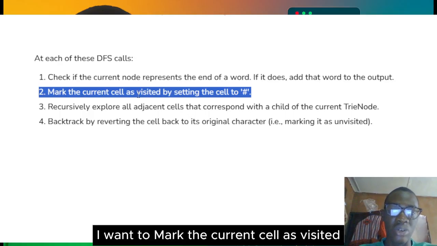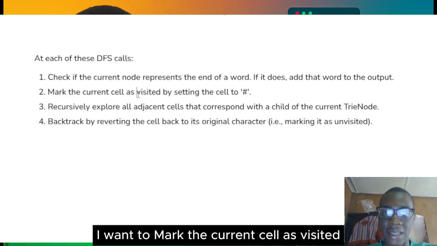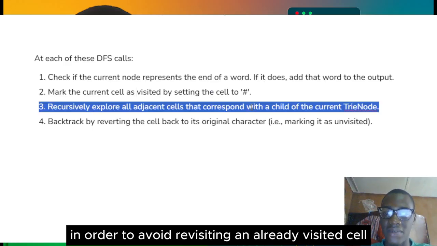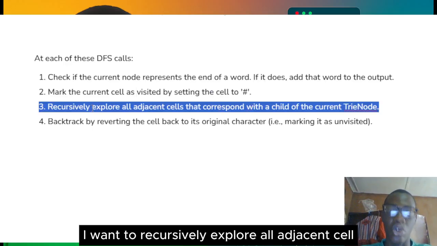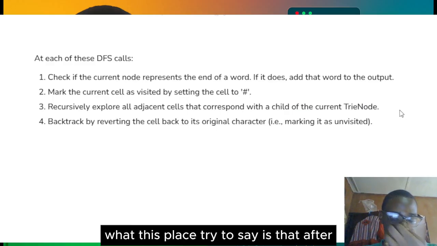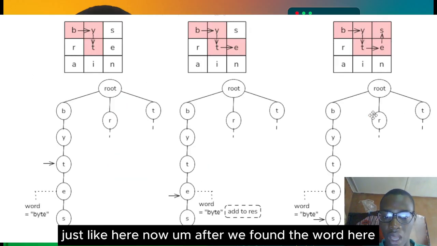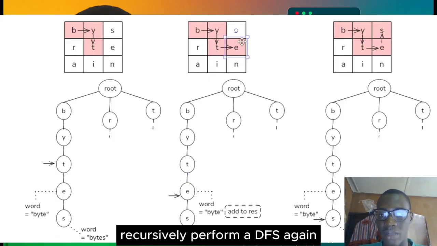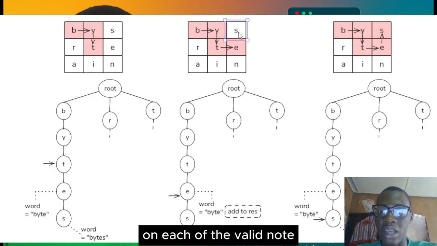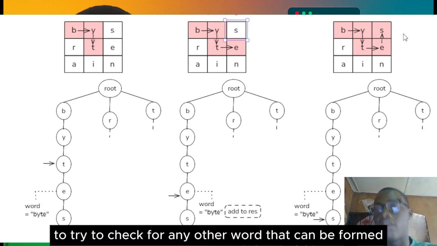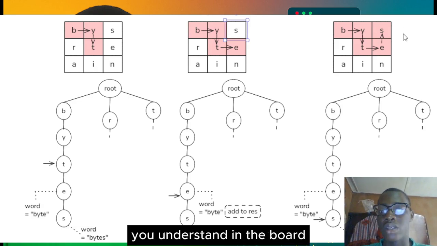Then what we do next is mark the current cell as visited by setting the cell to hash in order to avoid revisiting an already visited cell. Then we recursively explore all adjacent cells that correspond with a child of the current trie node. What this part is trying to say is that after we found the word here, we don't stop there. We just recursively perform a DFS again on each of the valid nodes, that is, the ones that have not been visited, to check for any other word that can be formed in the board.